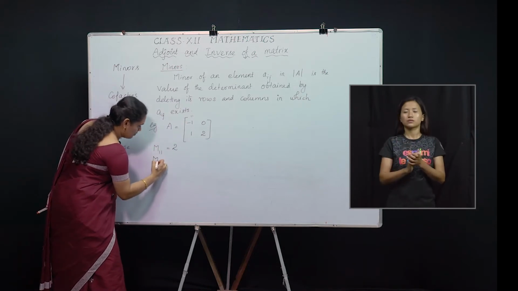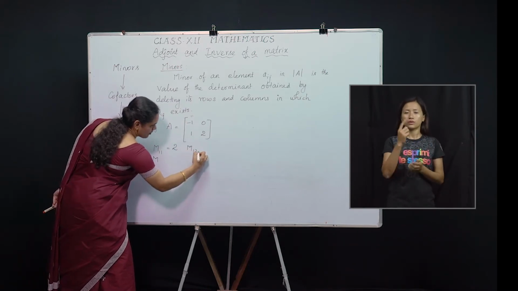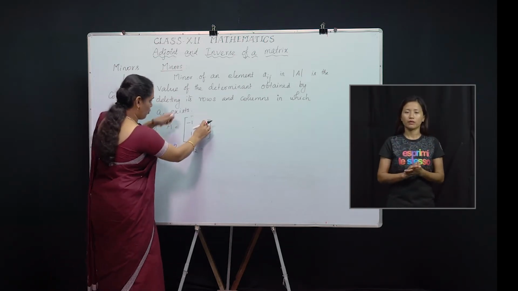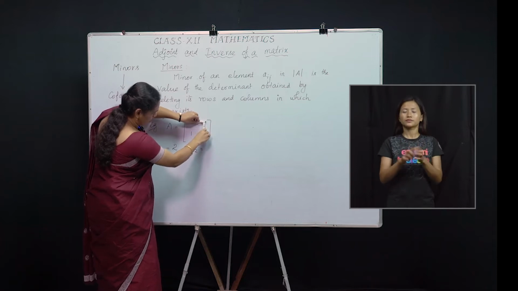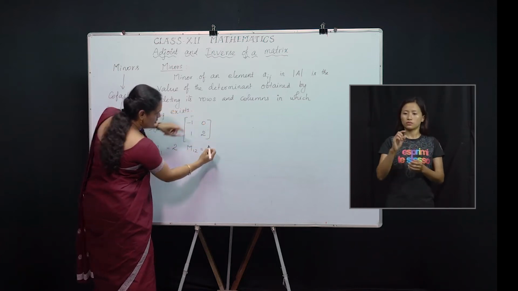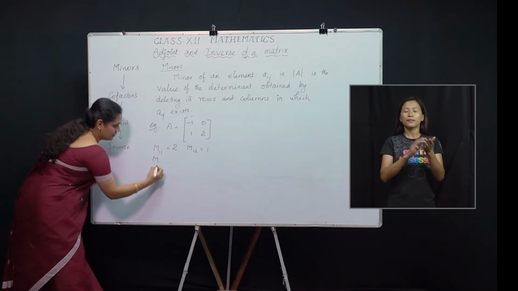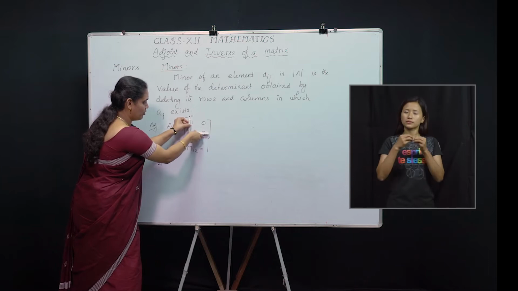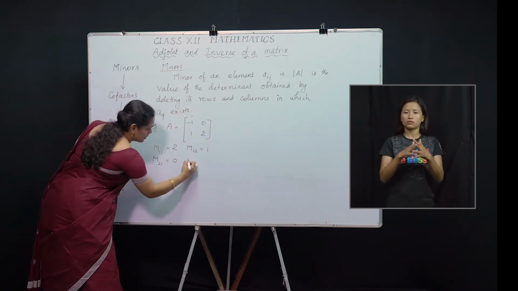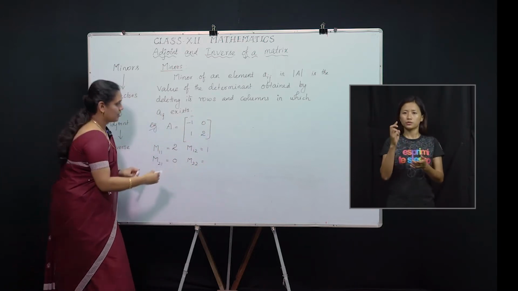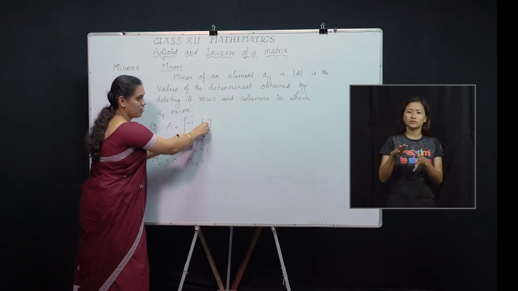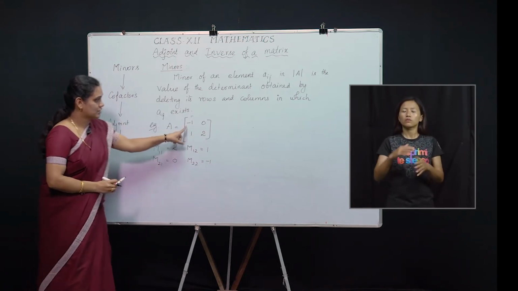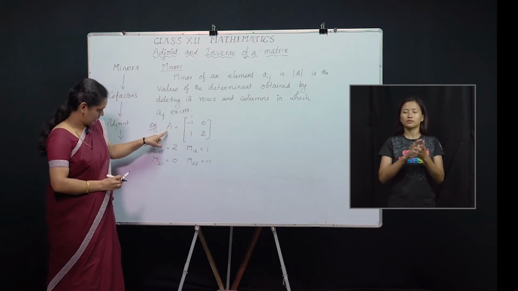And then M12, that is here. This is its position, 1 2. Then we delete this row and column. We get only 1. So that is its minor. And then M21, that is here. So we delete this column and row. We get 0. And then M22, here we delete this row and column, we get -1. These are the minors of the elements present in this matrix A.